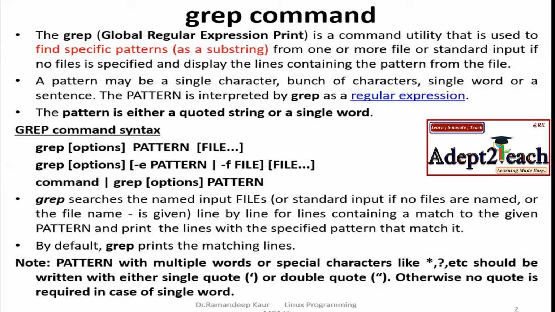So when we say pattern, what can be a pattern? It can be a single character, it can be a bunch of characters. That means let's say my pattern is a single letter, or my pattern is a complete word, or my pattern may be a complete sentence. So if you would like to find a pattern in any file or from your standard input device, you can use grep. Now, whatever patterns you are giving, it treats it as a regular expression.